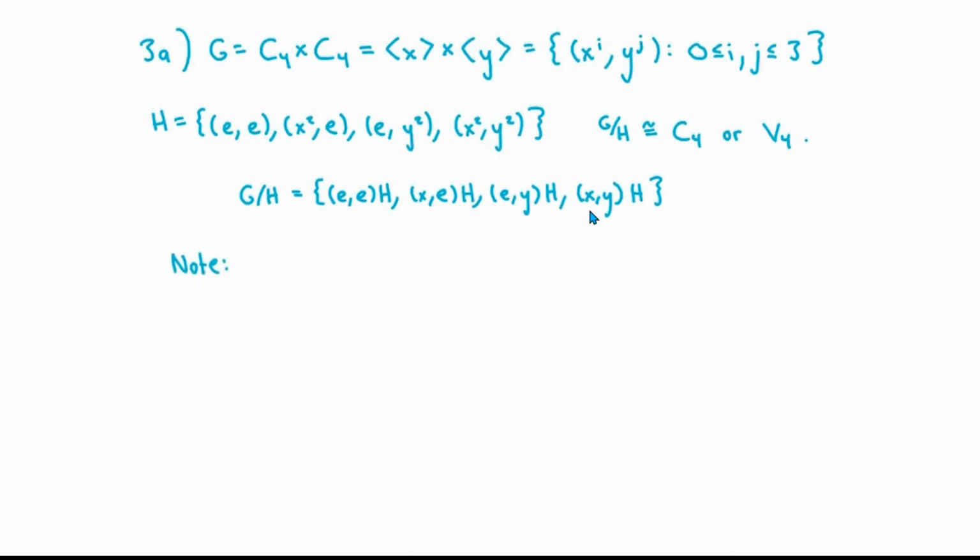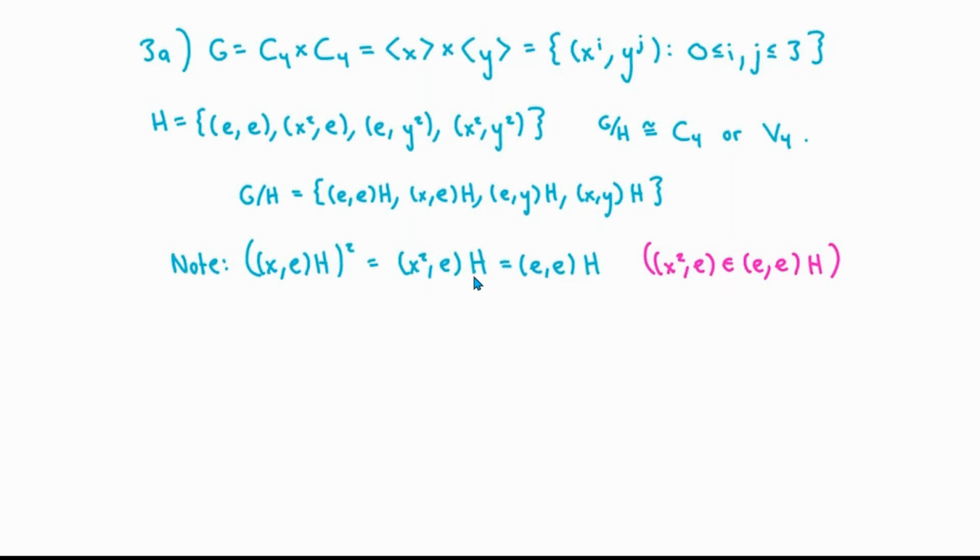Well, if I now take the coset xe times H and I square it, using the rule for multiplication in the quotient group, this becomes x squared e times H. But since the element x squared e is an element of the identity coset, that means that this left coset is the identity coset in G mod H. So when I square the coset xeH in the quotient group, I get the identity, and that tells me that this element is an element of order 2 in the quotient group.